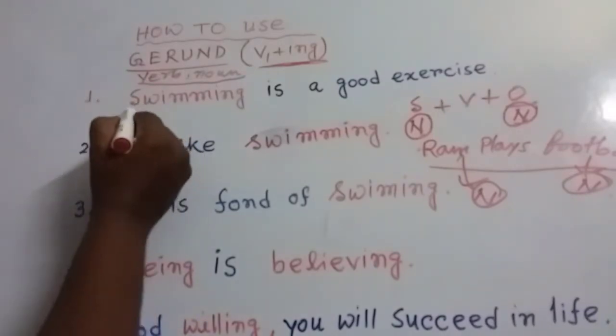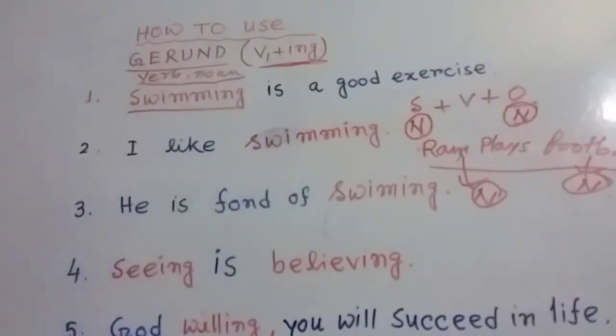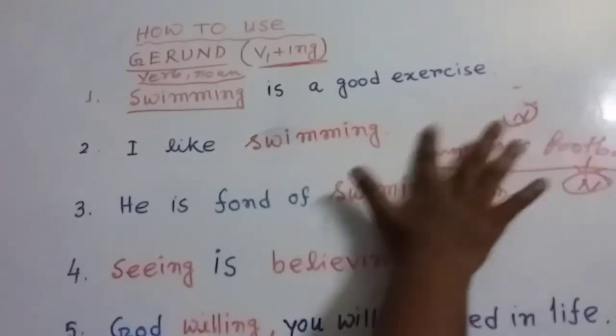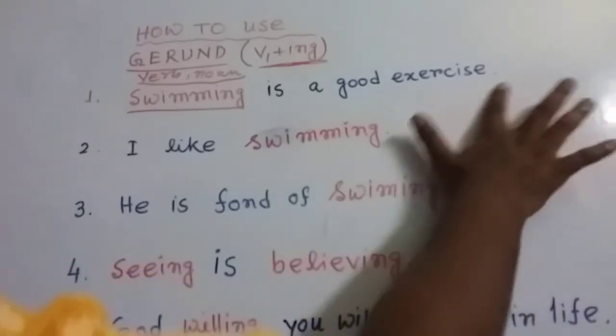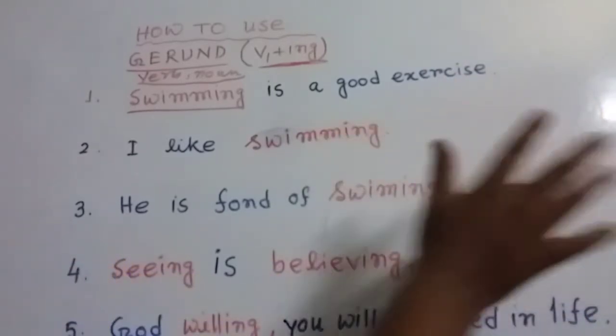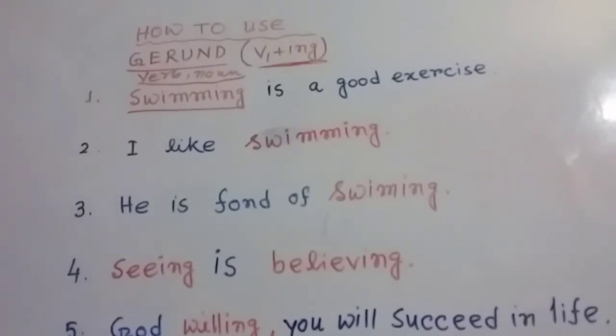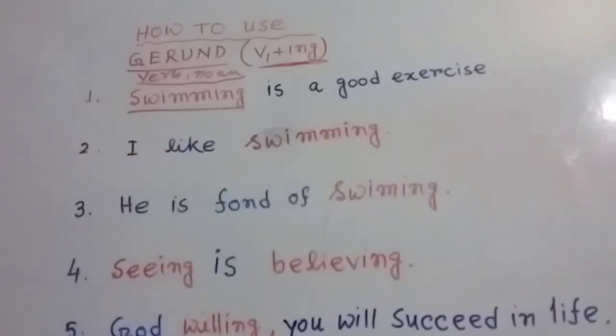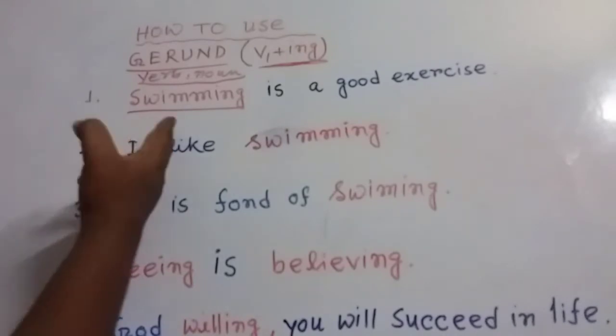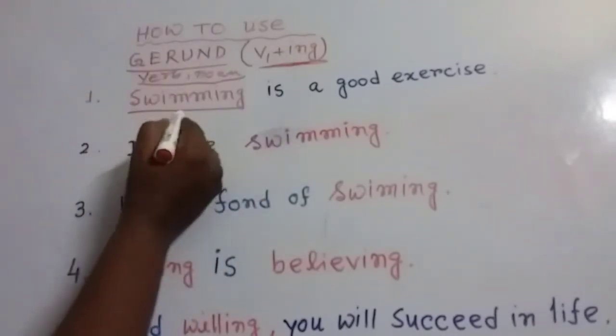So here you know, my dear friends, this term gerund is used as a noun in the sentence. So if it is a noun, obviously it will fulfill the characteristic of a noun. That means a noun can be used as the subject of a sentence. So here obviously we can use this term as a subject of a sentence. Swimming is a good exercise. Here we have written swimming is a good exercise. Swimming is the subject here.